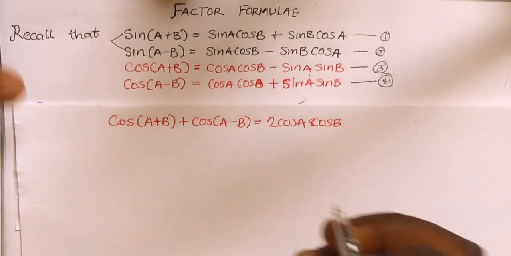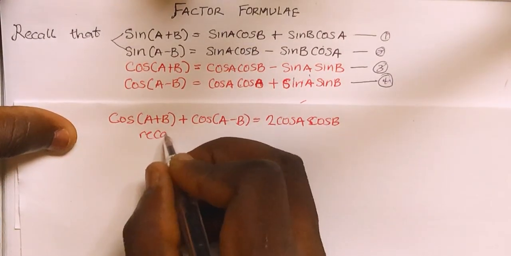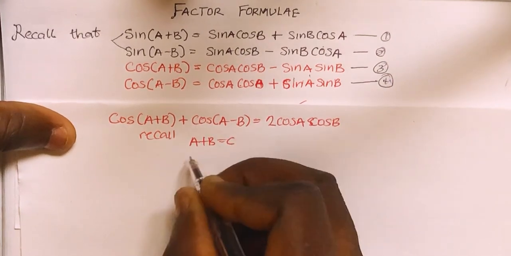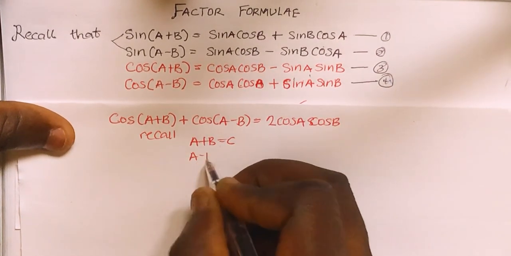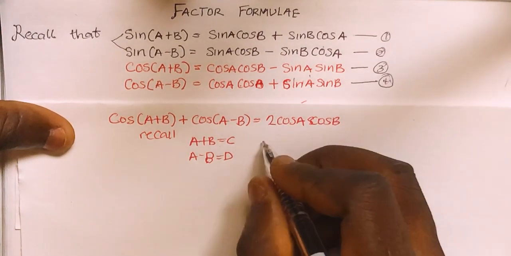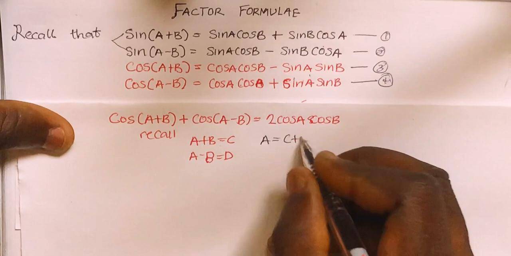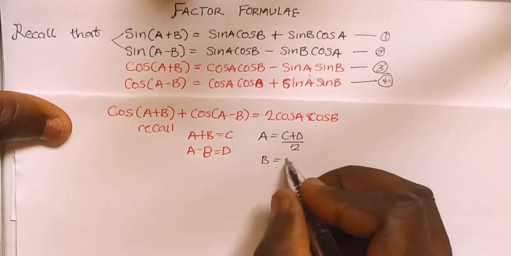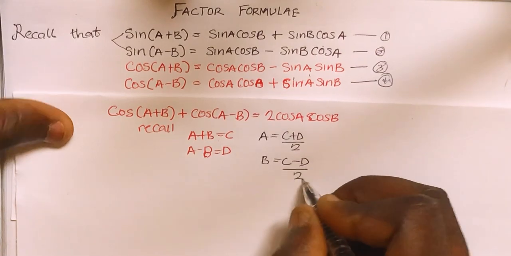So let's just go ahead and recall that A plus B is taken to be C, and A minus B is taken to be D. Then recall A is taken to be C plus D over 2, and B is taken to be C minus D over 2. Put it inside the formula.